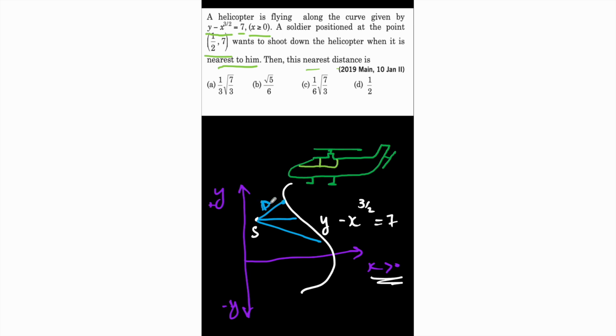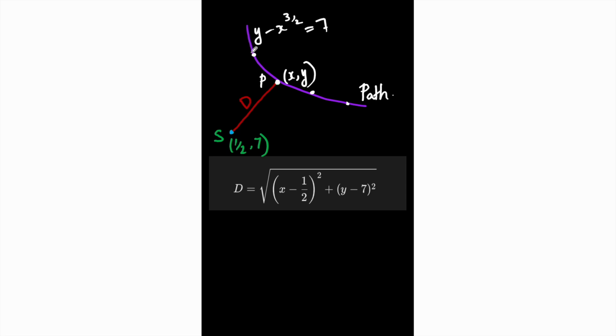Let this distance be marked by D. He wants to shoot down when this distance gets minimum. So suppose this purple curve is the path of the helicopter, represented by y minus x raised to 3 by 2 is equal to 7, and the soldier is standing here at (1/2, 7), at this position S. The distance from the soldier to any random point P, given by x comma y. Let's try to get the expression for the distance D. Remember, this P could be anywhere, and that is given as coordinate x comma y.